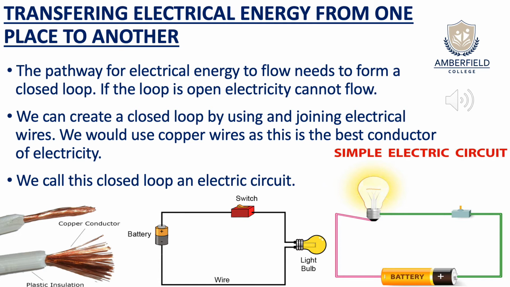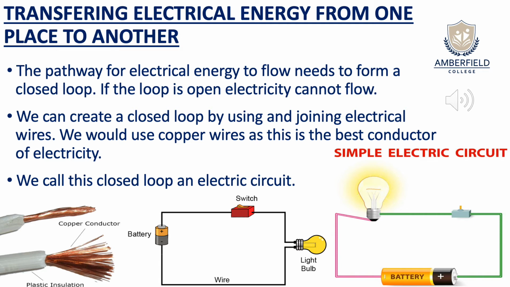So, for us to form a closed loop, or as we know it, a closed circuit, we need to use copper wires, and by joining them, we form a closed loop. And remember, copper wires are the best conductors. Now, we call this closed loop an electrical circuit. A closed loop, which is an electrical circuit, you can also know as a closed circuit.